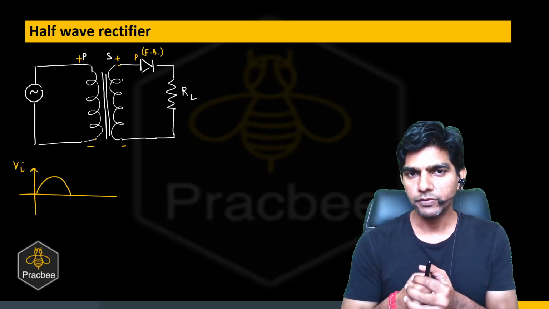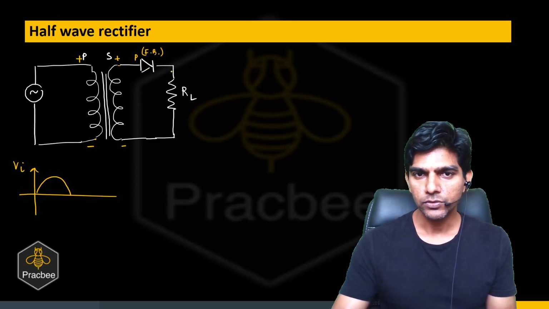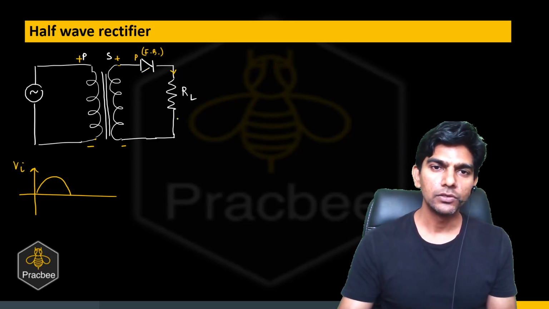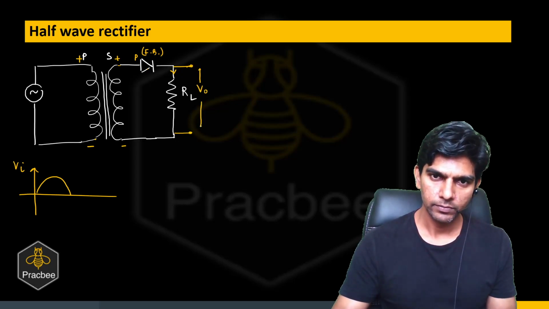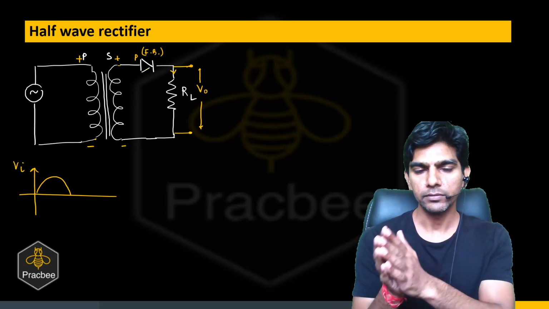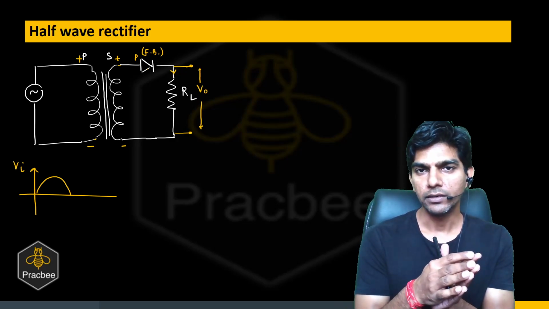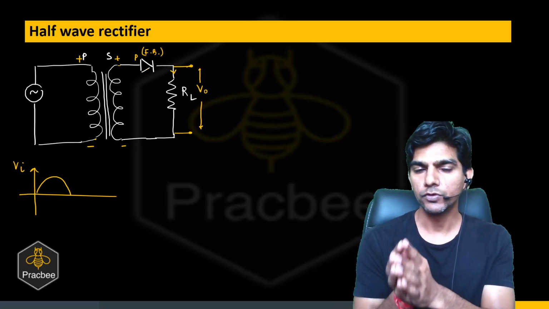If the diode is forward biased, then it will be conducting. So there will be some current through this load, and we will measure this potential difference. This is the output voltage. So can you see we'll have a reading, right, when the diode is forward biased.